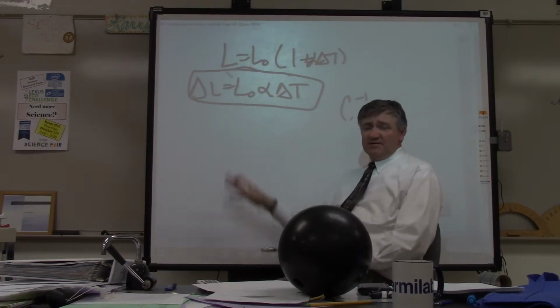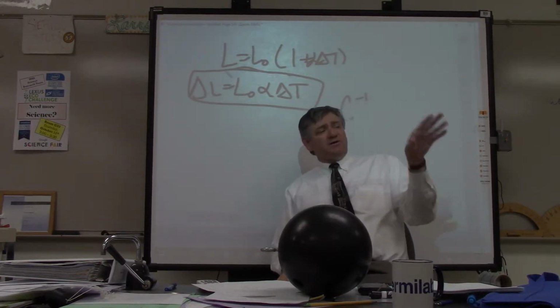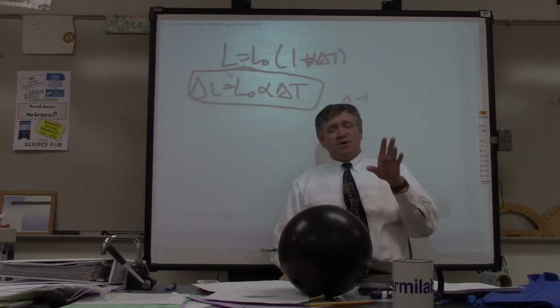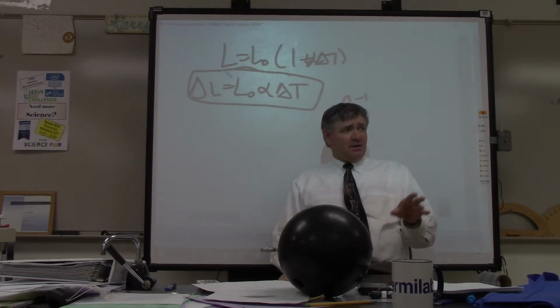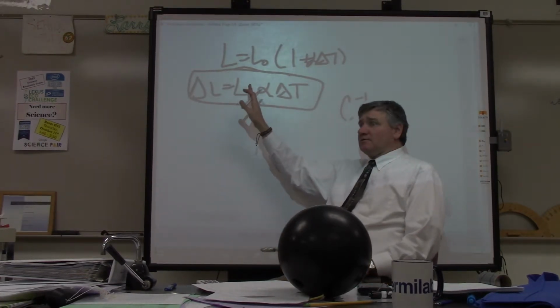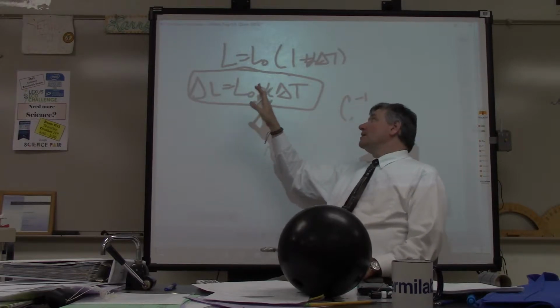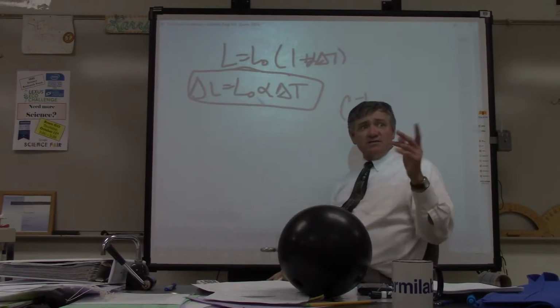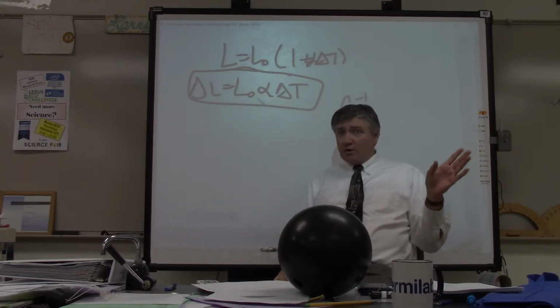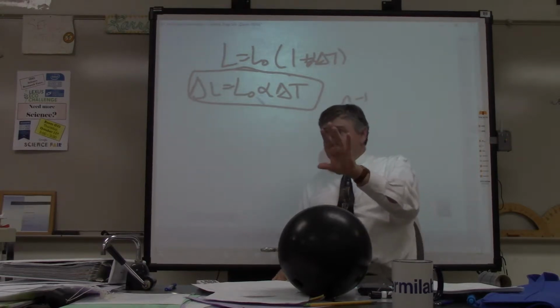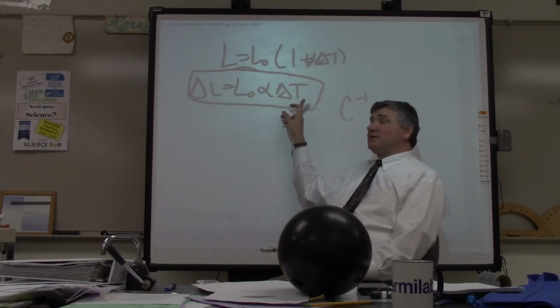This is L naught. This is your initial length. The beauty of this equation is that it doesn't make any difference what units your initial length is in. This could be meters, kilometers, whatever. Now, this is alpha, the coefficient of linear expansion. Here's going to be your change in temperature.